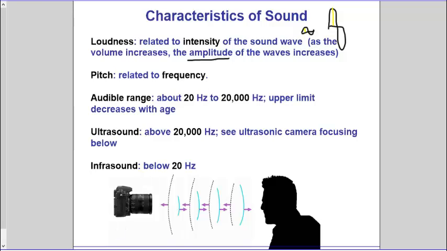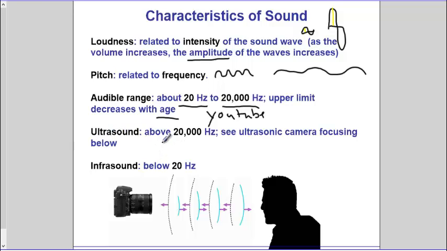The pitch is its frequency, so I'll draw waves of different frequencies. This is a high frequency, and this is a low frequency. Trying to draw a sine wave. We can hear from 20 vibrations per second to about 20,000 vibrations per second, and that decreases with age. Unfortunately, about the 40-year mark, the upper limit of your hearing will start to decrease. If you're interested in testing your hearing, you can go to YouTube and type in hearing test.